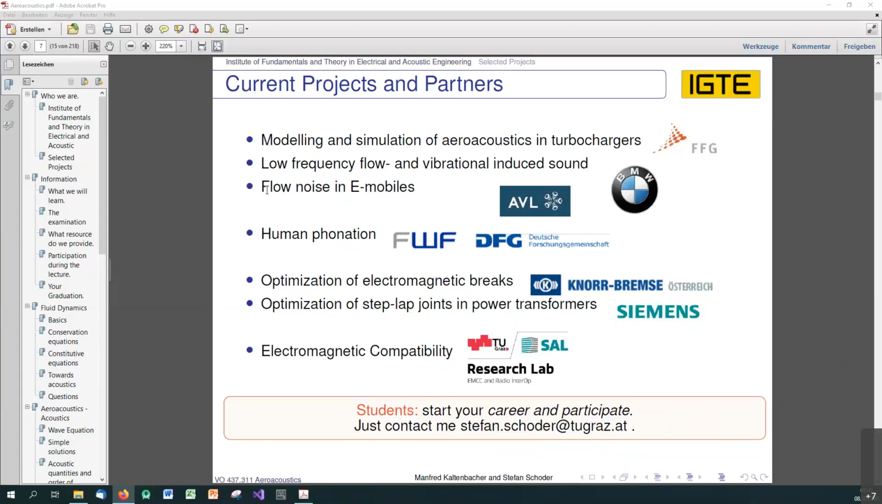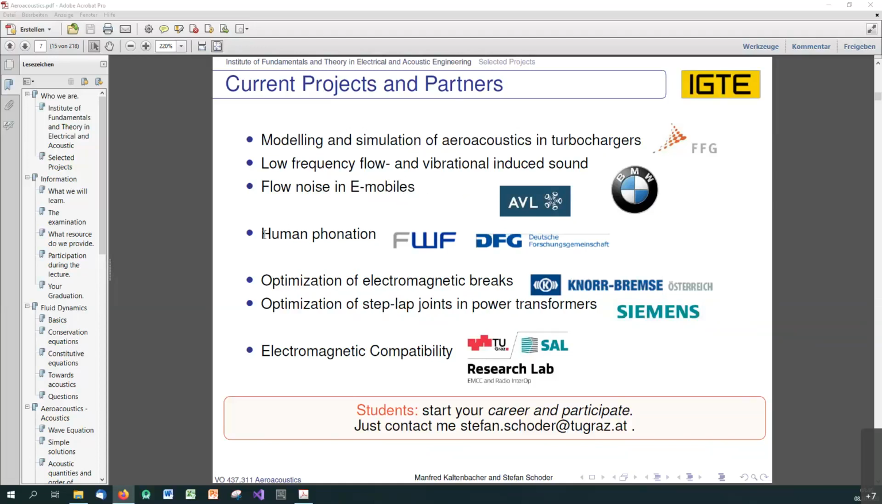And yeah, the third project with Rafael List, it's flow noise in e-mobiles. A little bit funny name, but it's all about flow in pipes, and it's more about fuel cells and what type of noises are occurring in the pipes in fuel cells.